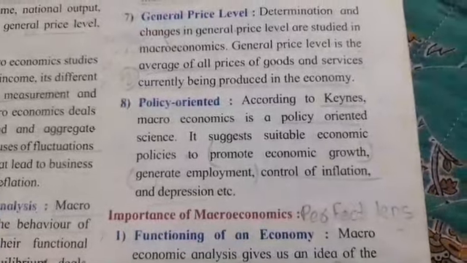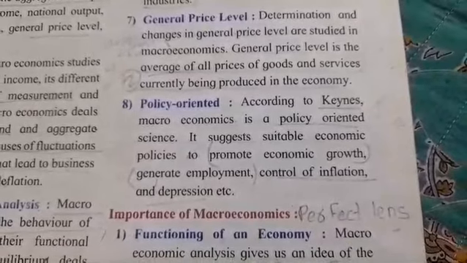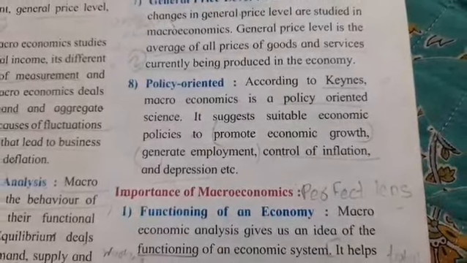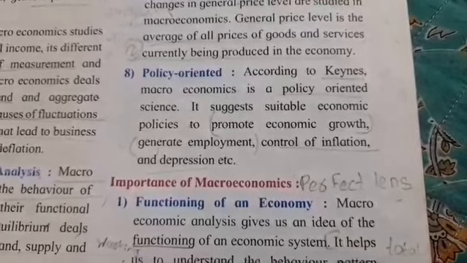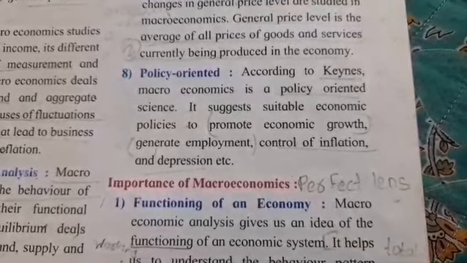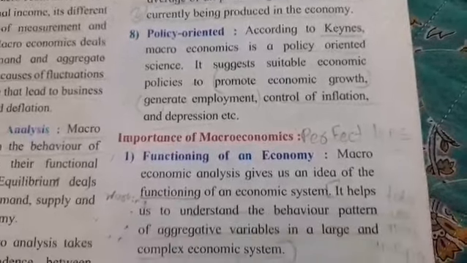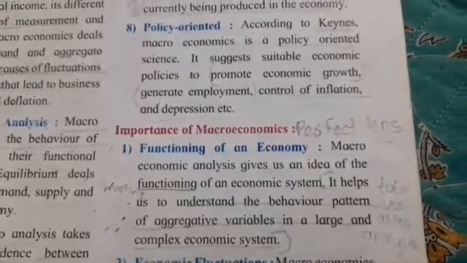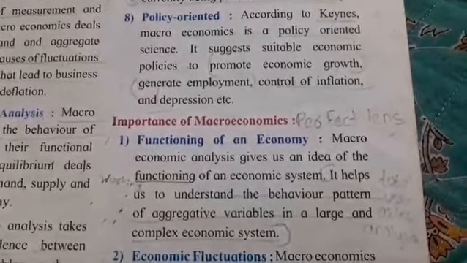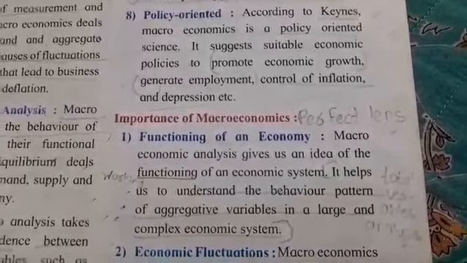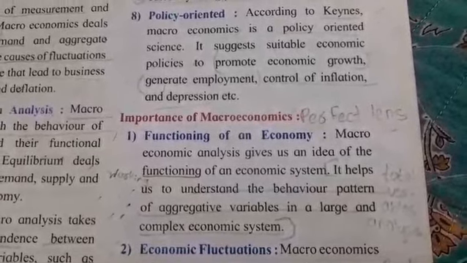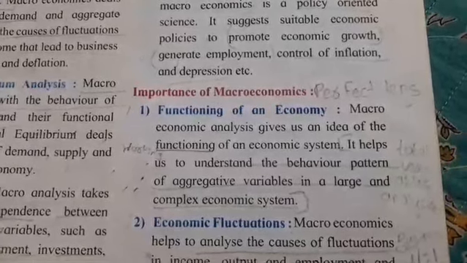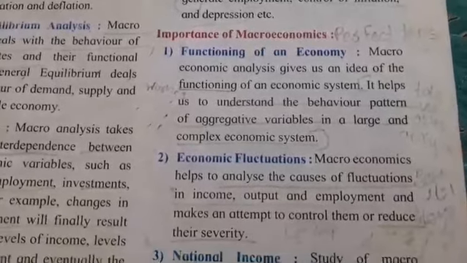Seventh, general price level. Determination and changes in general price level are studied in macroeconomics. General price level is the average of all prices of goods and services currently being produced in the economy. Eighth, policy oriented. According to Keynes, macroeconomics is a policy-oriented science. It suggests suitable economic policies to promote economic growth, generate employment, control of inflation and depression, etc.